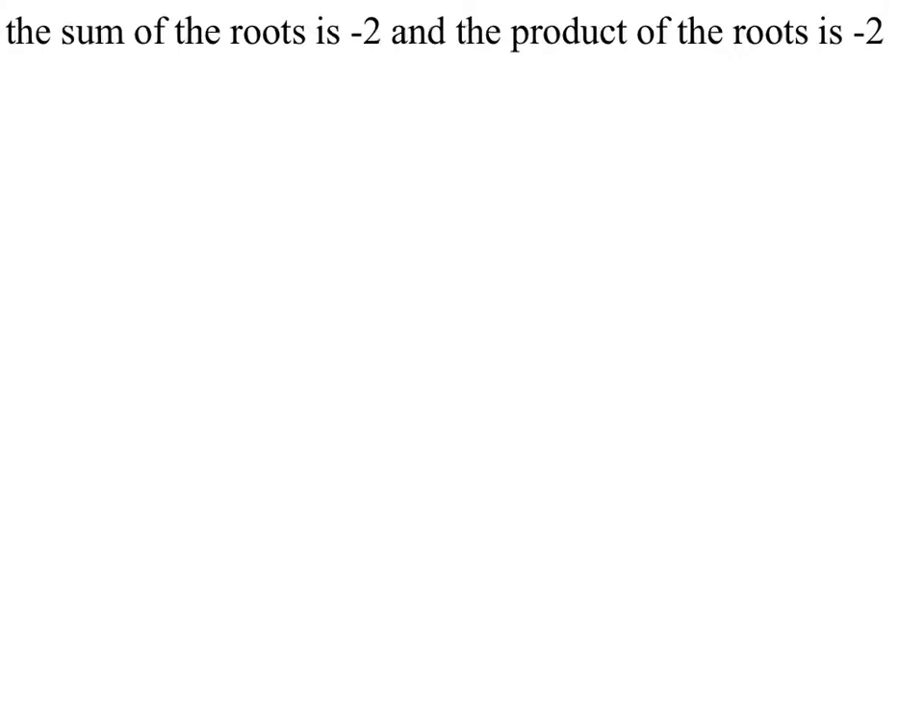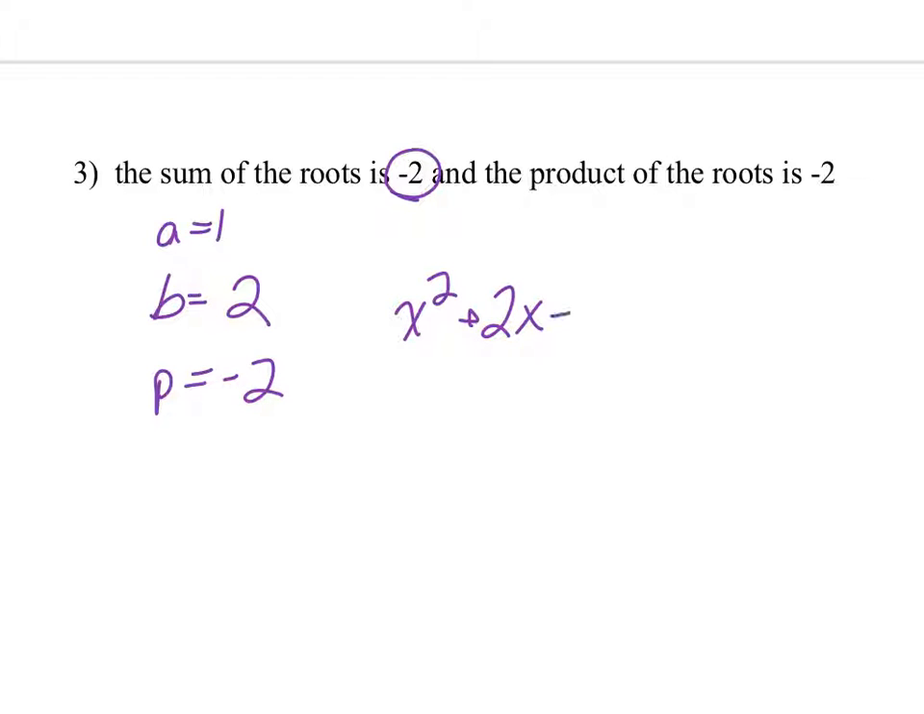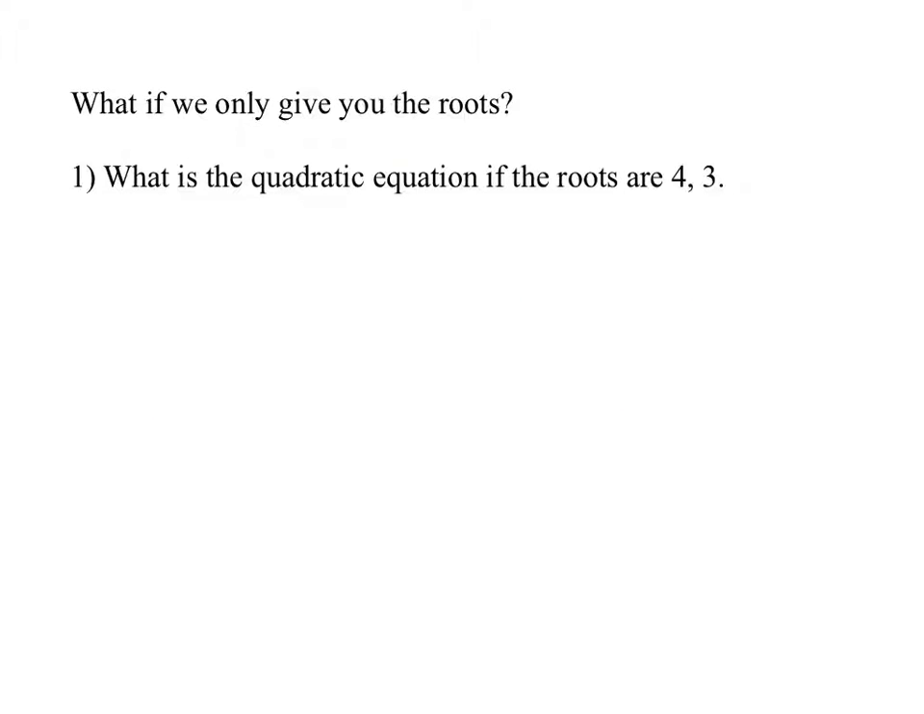One more. If they give you the sum and the product, it's pretty straightforward. A is 1. B is, we negate negative 2, so it's just positive 2. And the product stays the same. So this would be x squared plus 2x minus 2 equals 0. Right, we're writing an equation, so please make sure you have an equal sign, because that's a big part of an equation.